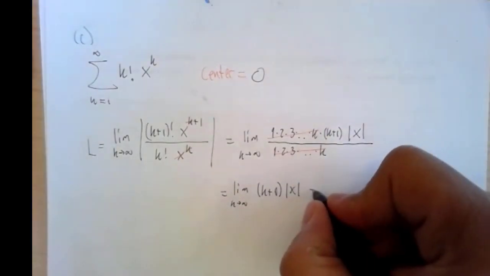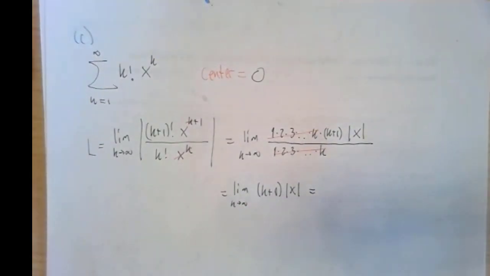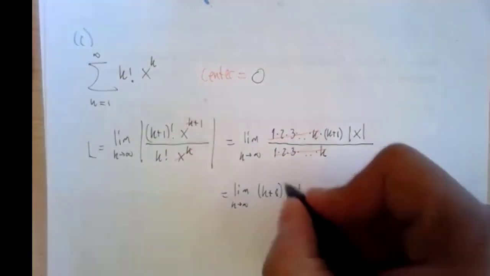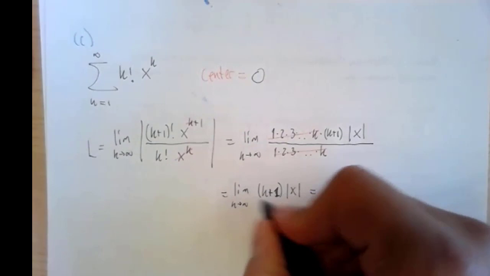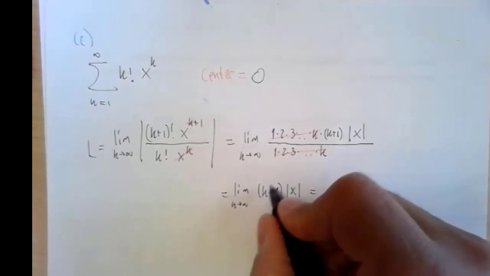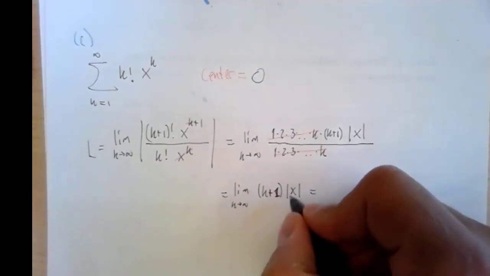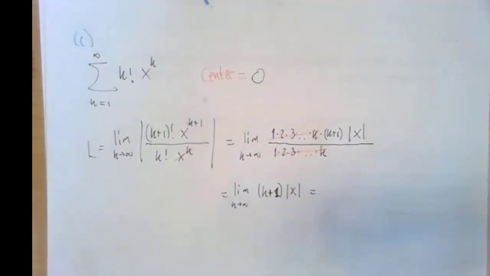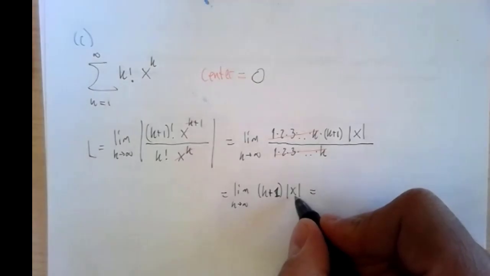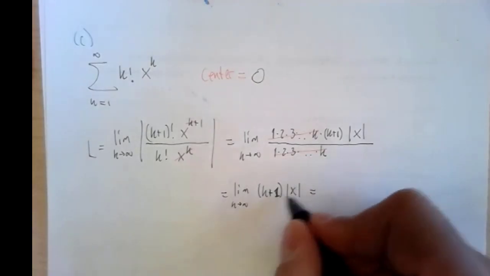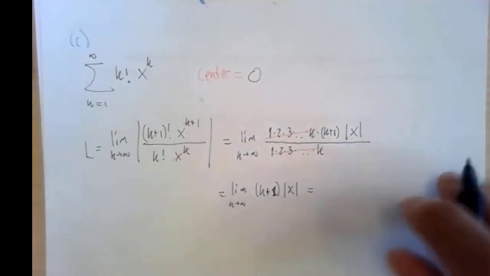Now, what is this limit? Well, you may be thinking, k plus 1 is going to become huge, and when I multiply something huge by something positive, it will go to infinity. And you could be right almost all the time. That would be correct, except if x happens to be 0, right? Because if x is 0, then this is 0 times something, which is 0. And then the limit is 0.